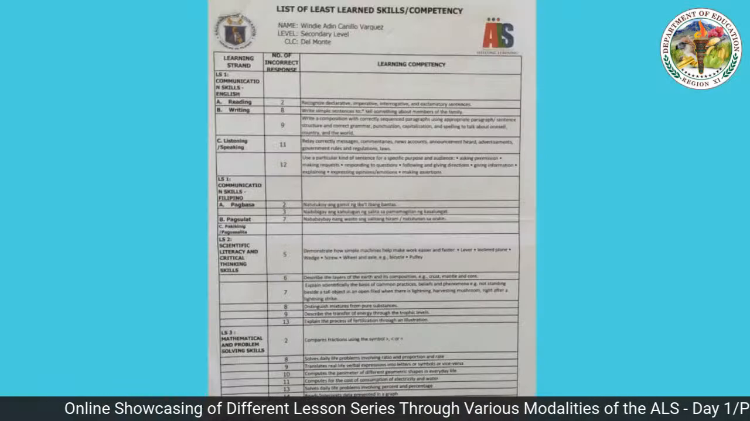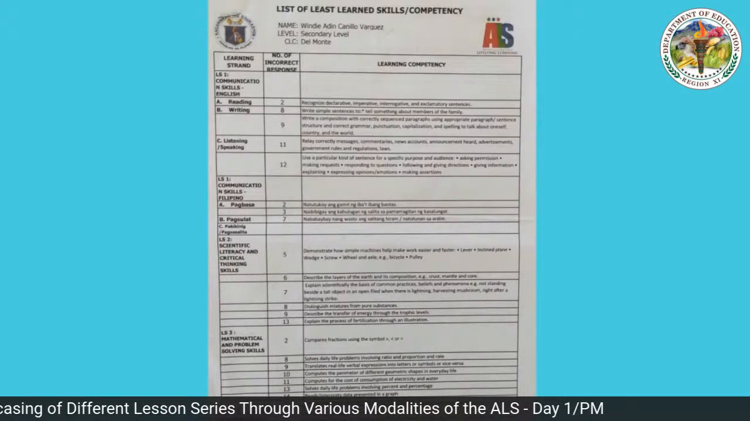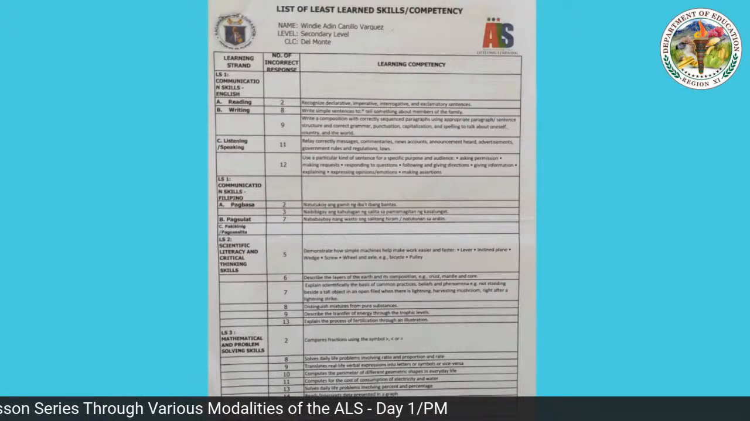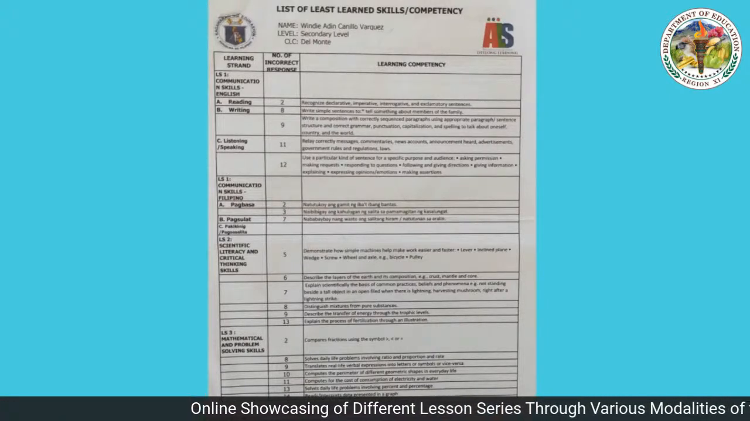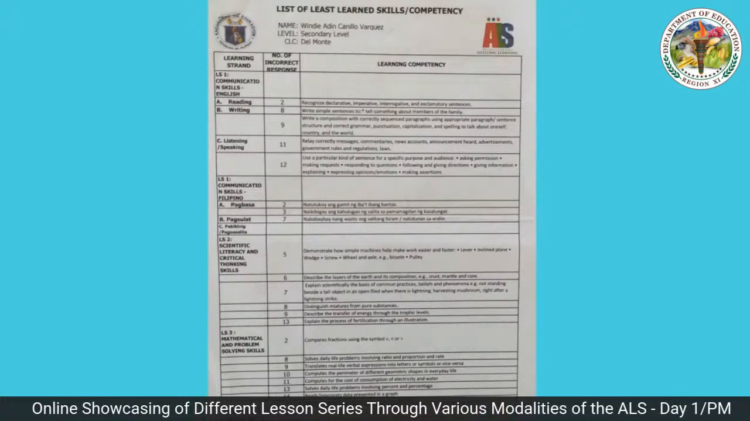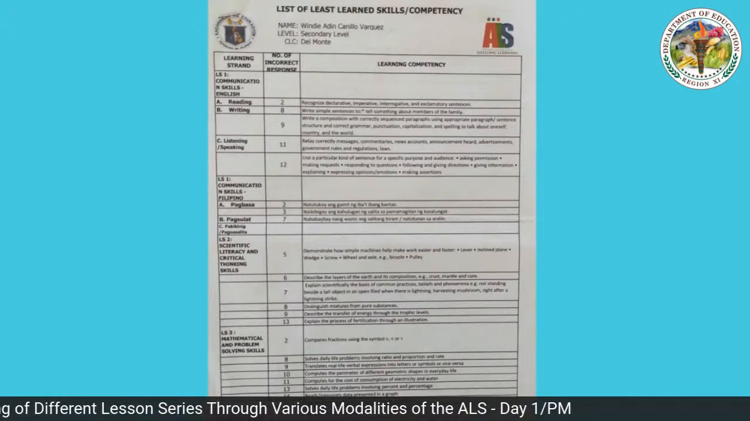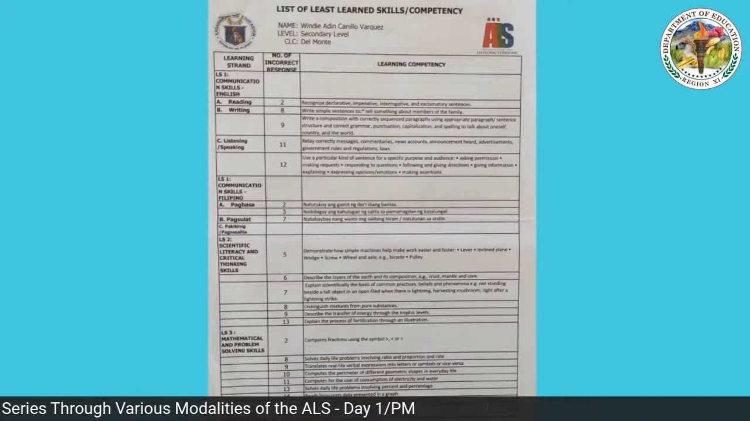List of least learned. The result of the functional literacy test is used by the ALS teachers in identifying the least learned competencies of each learner. Using the generator that was created by Sir Jarek Longhouse, coming up with a list of least learned competencies has become easier.